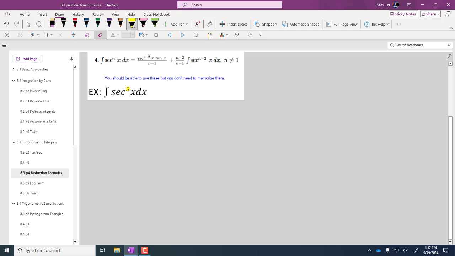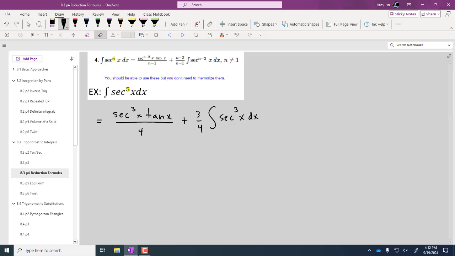So when you look at this, is it clear to everybody that the n value is 5 at that moment? Right, secant to the 5th, so that's n. So if we were going to do this with this cooking recipe here, that's going to be secant cubed of x times tangent because n is 5, and we subtract off 2, and we put a 4 in the denominator, and then we're going to get 3/4 integral of secant cubed. So everybody okay with that? So we're basically just going into this line and replacing all the n's with 5.